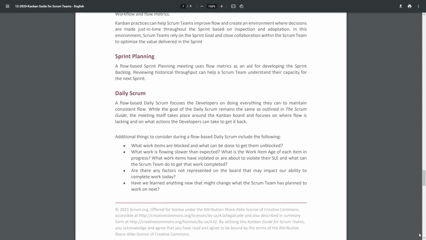What work items are blocked, and what can be done to get them unblocked? What work is flowing slower than expected? What is the work item age of each item in progress? What work items have violated or are about to violate their SLE? And what can the Scrum team do to get that work completed?